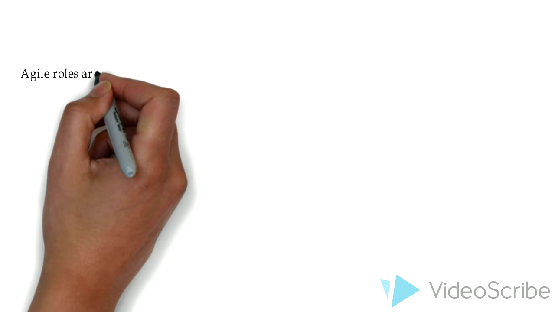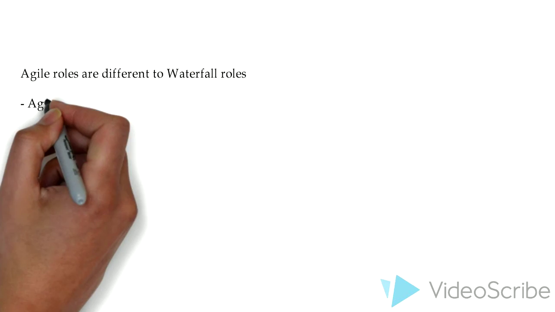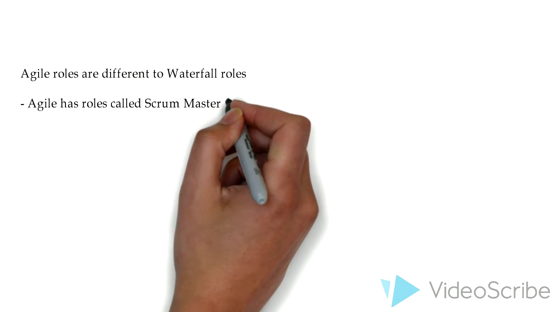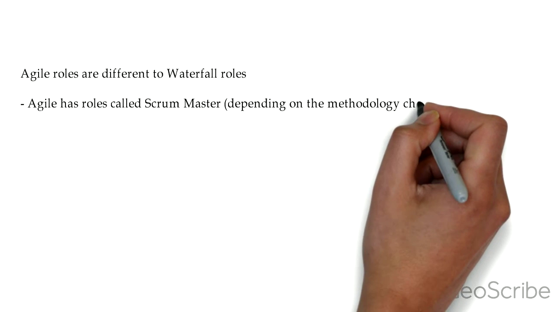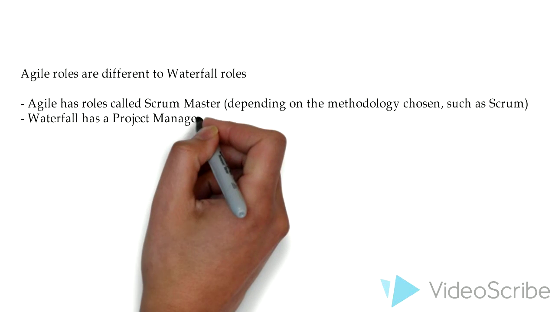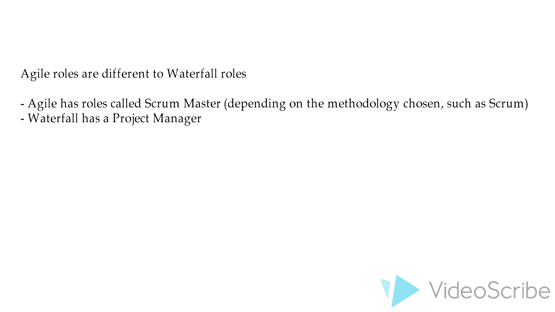Roles in an Agile project are generally different to the roles in a Waterfall project. Agile has a role called Scrum Master, which is kind of like a project manager or release manager. Waterfall has a traditional project manager.